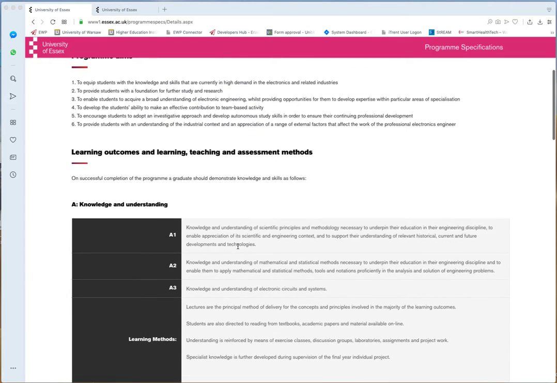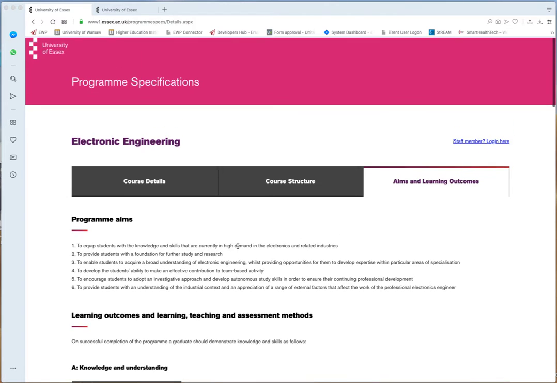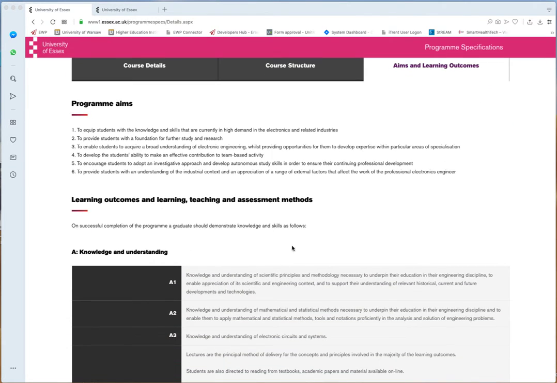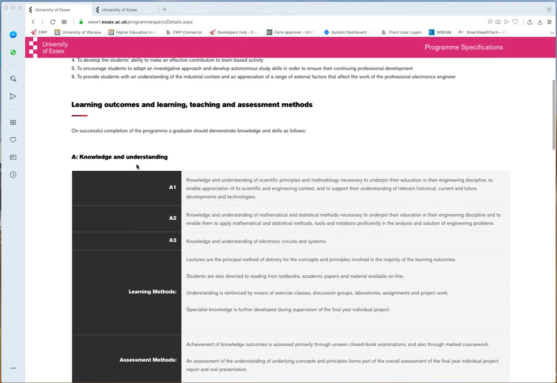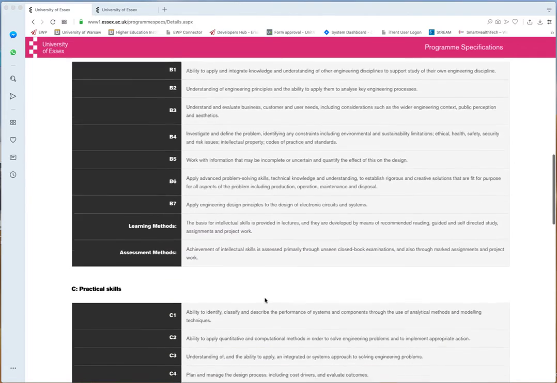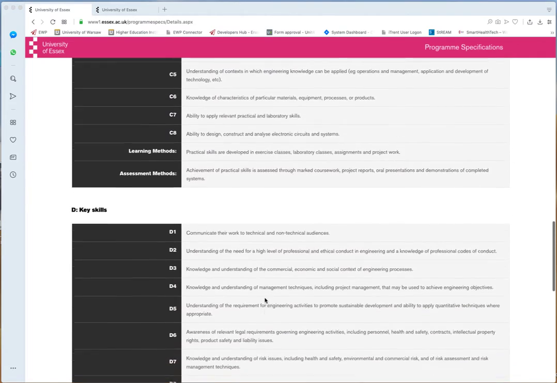So just to recap, this is a program specification for a degree, and we have program level learning outcomes which are listed in these different categories for us: knowledge and understanding, intellectual and cognitive skills, practical skills, and key skills.